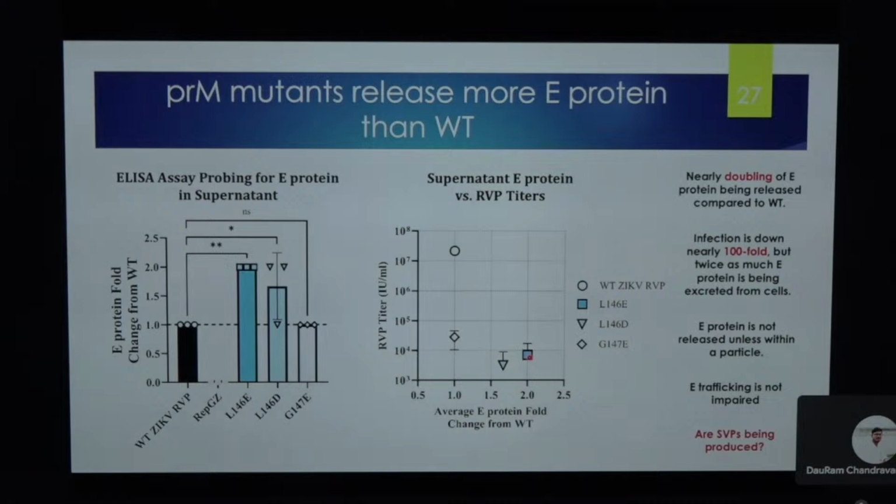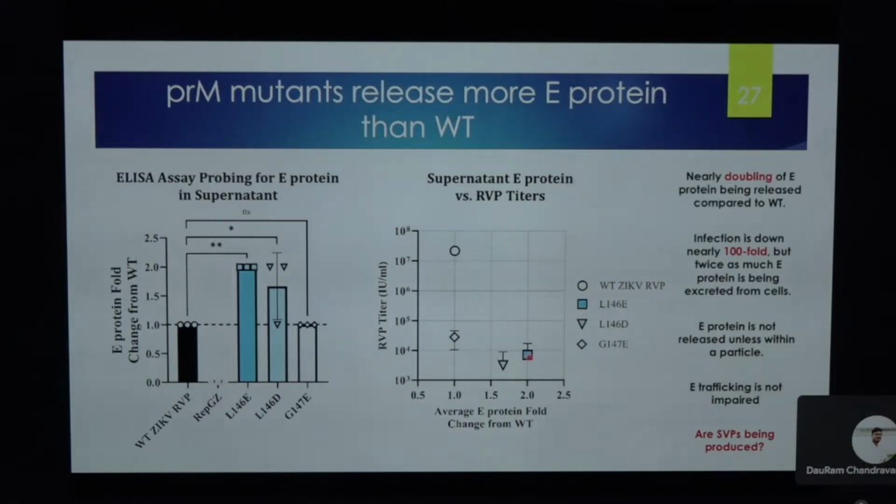So this suggests that maybe we are producing these things called subviral particles, or SVPs. Subviral particles are particles that contain E protein and PRM protein, or M protein, but no capsid and no RNA. So pretty much they're an empty shell, a shell that is budded off out of the cell that contains no RNA.